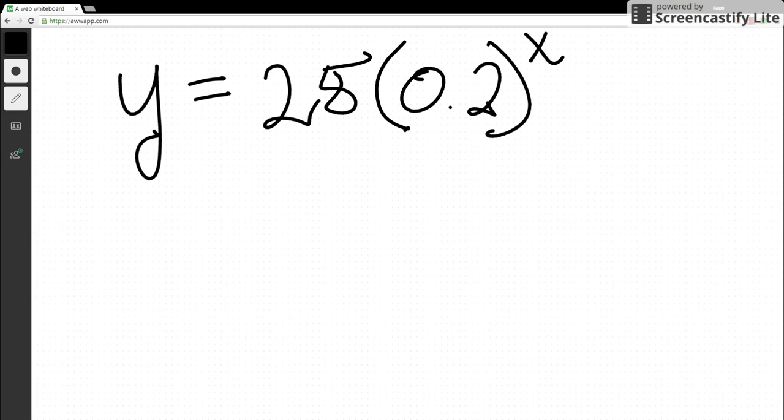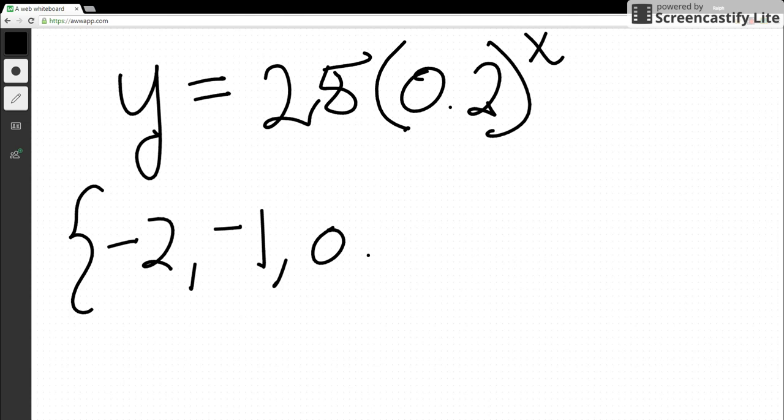Alright, so now they give me some domains, which are basically inputs. So they give me like -2, -1, 0, and they give me a couple other ones. Alright, so we just got to plug these into the function. So I'll do these first couple here.